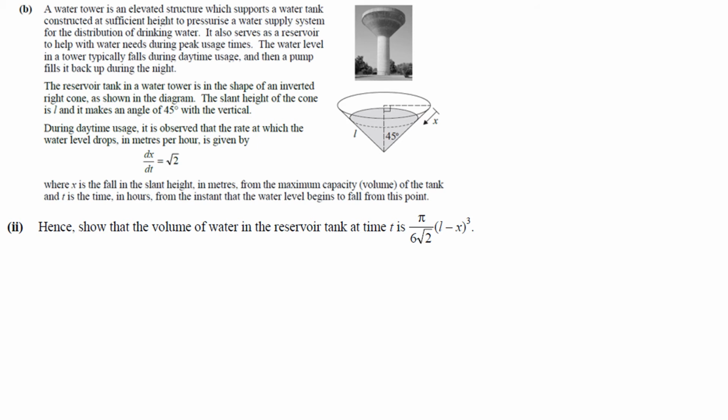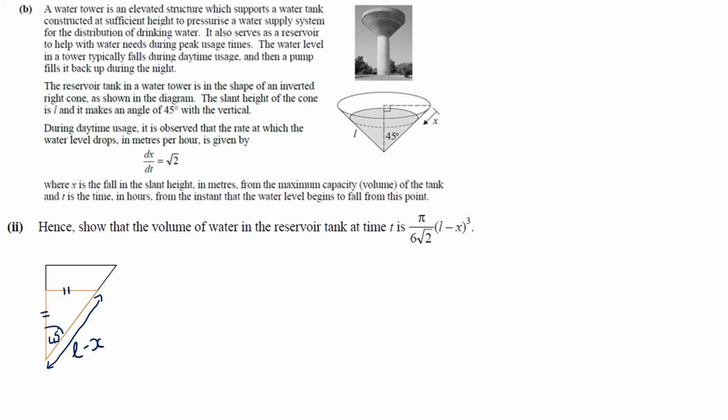Part 2 then says, hence show that the volume of water in the reservoir tank at time t is pi over 6 root 2 (L minus x) all to be cubed. So we're going to go back and use this triangle, but actually there's a smaller one when there is an x, because x is how much it's decreased. So I still have my 45 degrees here, but then this length here is now L take away that x. So again, despite my diagram not looking like it, it is still an isosceles triangle.